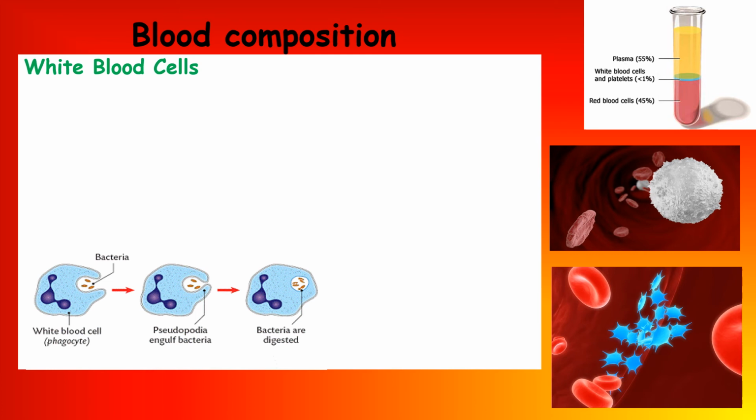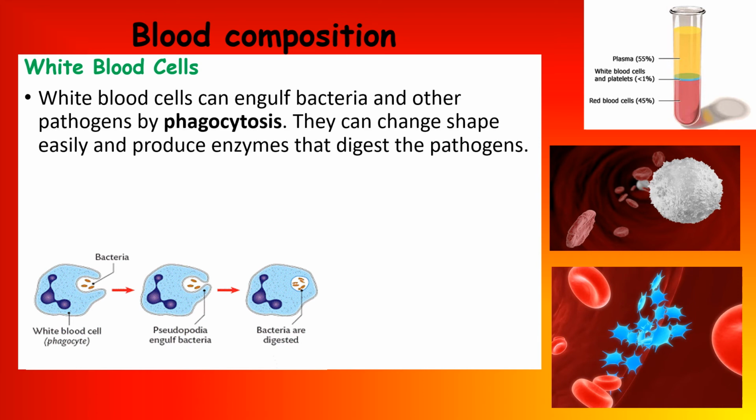Our white blood cells are really important as part of our immune system, and we're going to do the white blood cells in a lot more detail in a later video. They can engulf bacteria and other pathogens by a process called phagocytosis. That means that they can change shape easily and they produce enzymes that digest the pathogens.